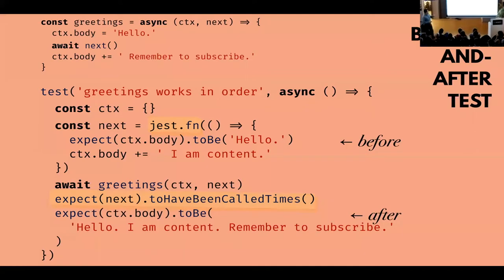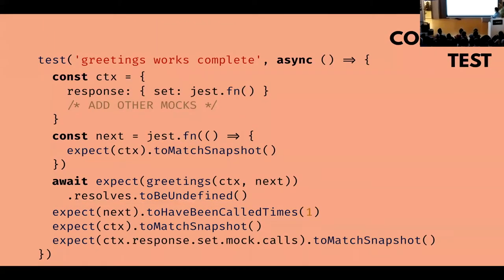We can do a little bit better, because there's still some problems with this. This is what I call a complete test. It's a little bit more complicated, and people only need it on certain occasions and for certain sorts of middleware. But let's say in this place, you test most of the things. So what has changed?